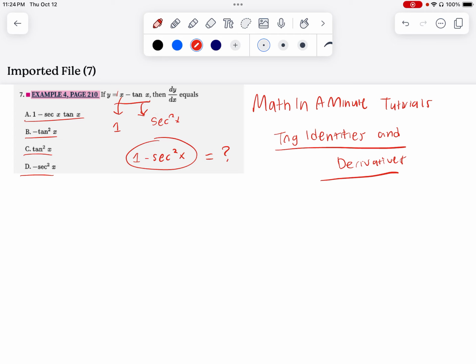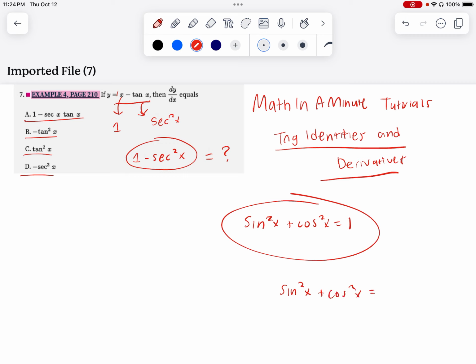In this case, I want you to know the one trig identity that you need to know no matter what, and is probably one of the easier ones to remember: sine squared x plus cosine squared x equals 1. This is good for a lot of things because you can manipulate the equation and essentially turn it into a lot of the other trig identities that you learned. So in this example, let me demonstrate. Sine squared x plus cosine squared x equals 1.